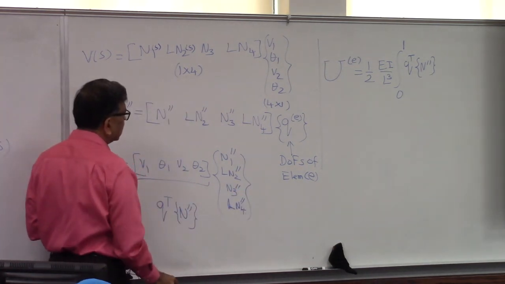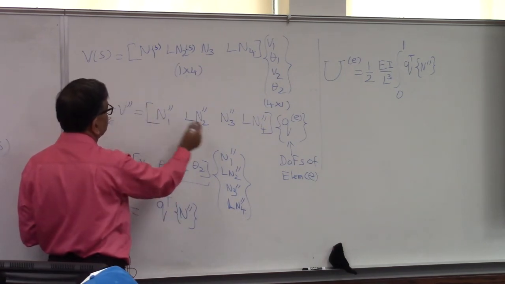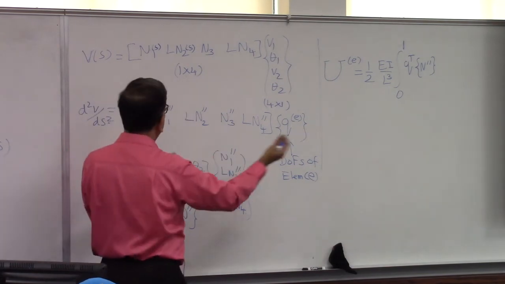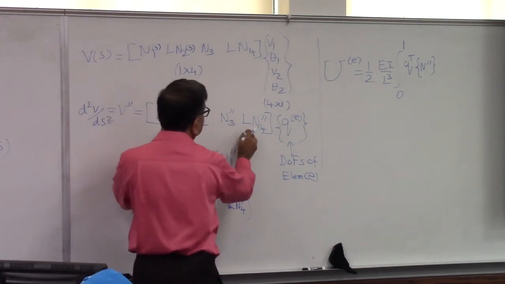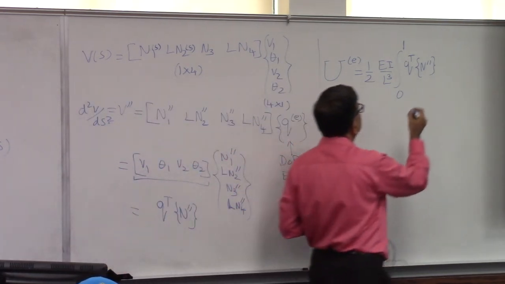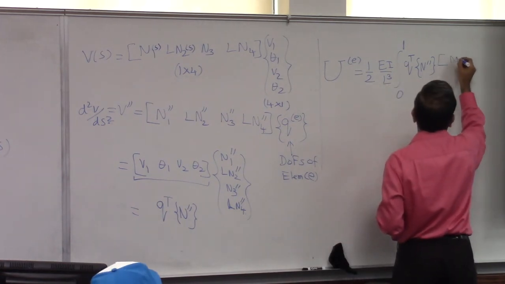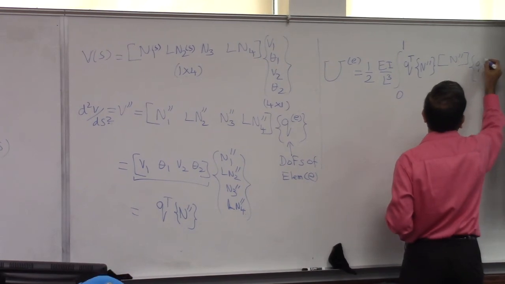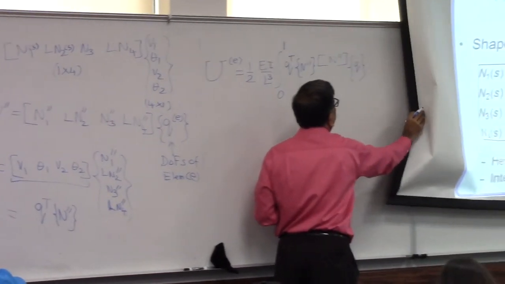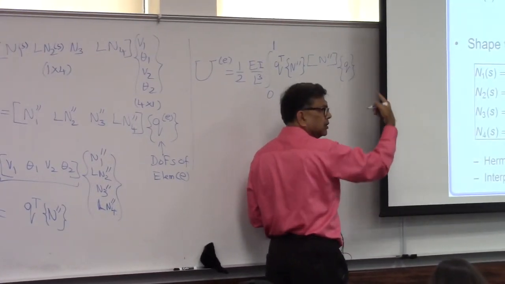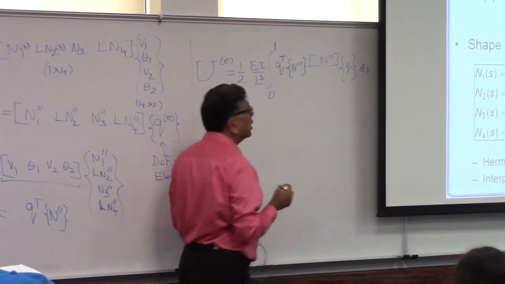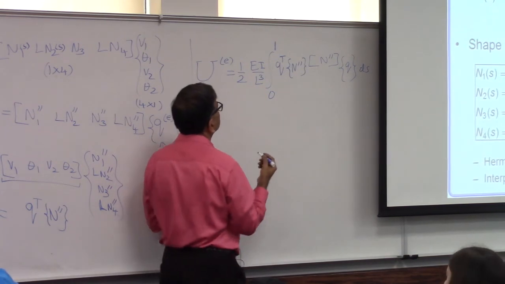This as a column form, second derivatives. That is, for the second term, for the product, I'm going to use this nice form. So I'm going to write this N double prime as a row form, and then the degrees of freedom as a column form. Can you see here? And ds.